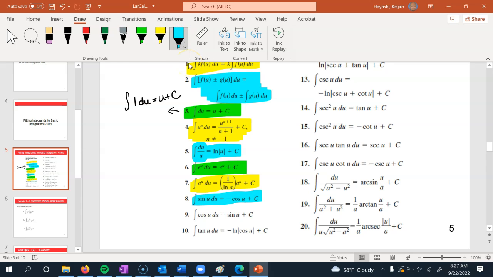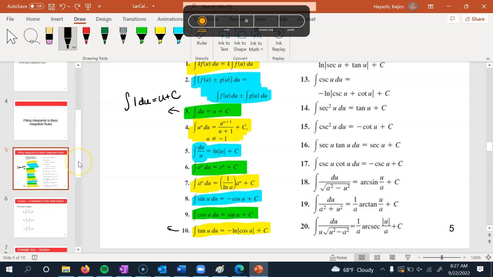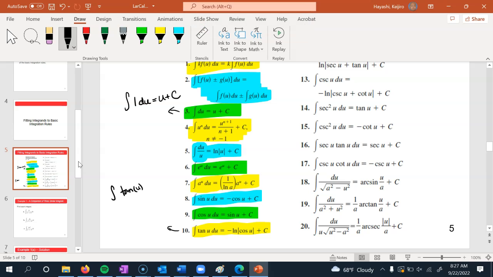The integral of sine is negative cosine. The integral of cosine is positive sine. The integral of tangent is the negative ln of the cosine. And the reason for that is the integral of tangent of u du. Tangent is actually sine over cosine.